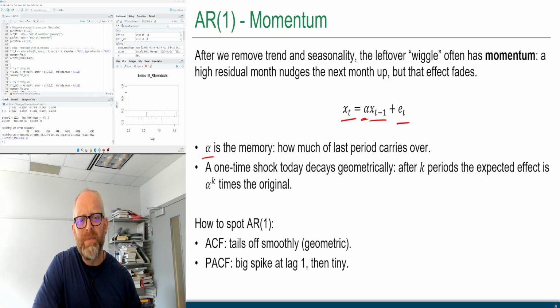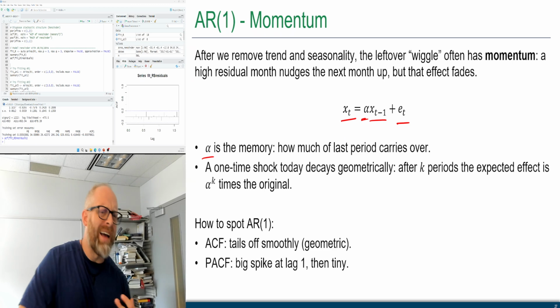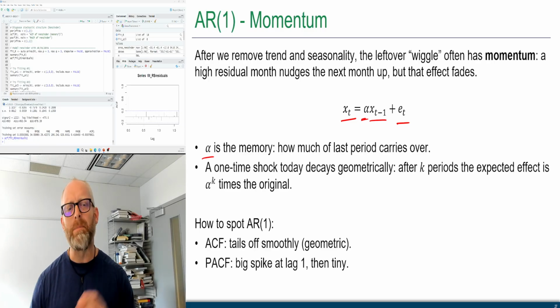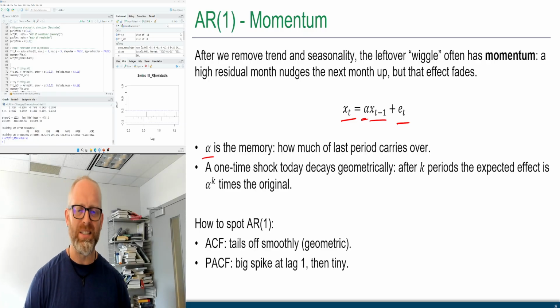When alpha is approximately 0, well, what does that mean? Very little memory is carried over. So the smaller that value is, the less information, or the less importance of what kind of surprises happened from last month carry over into this month.